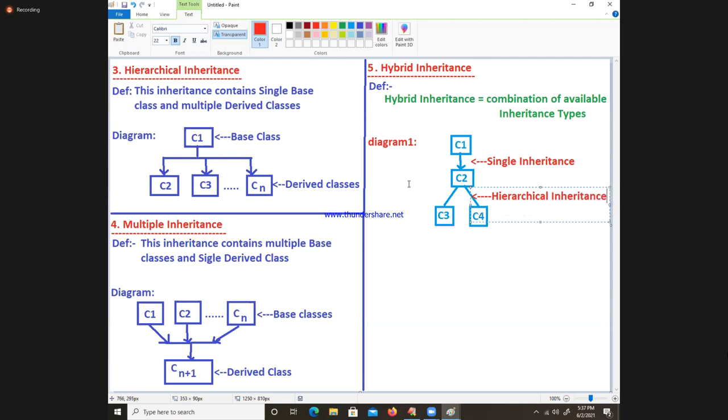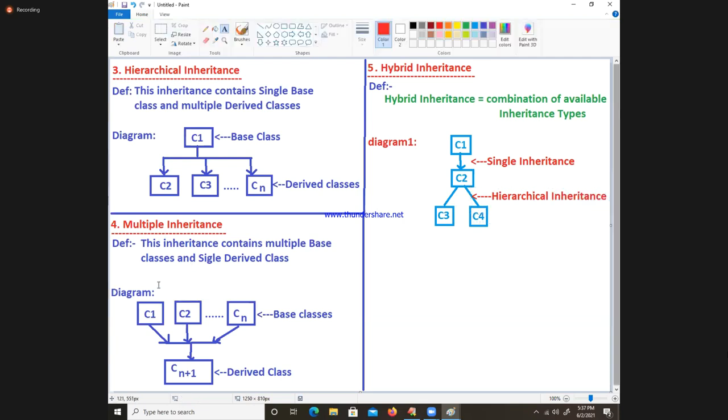Those who are from a Java background, one inheritance Java does not support: multiple inheritance. But in Python, all types of inheritances are happily supported. Python supports all types of inheritances. Some of my Java students are here. Java does not support multiple inheritance through classes; it supports it through interfaces. But Python supports all types of inheritances through classes itself. There is no interfaces concept in Python.